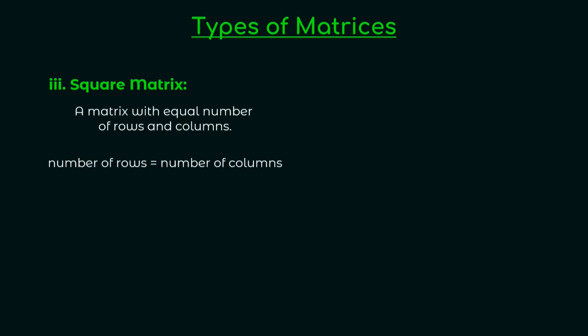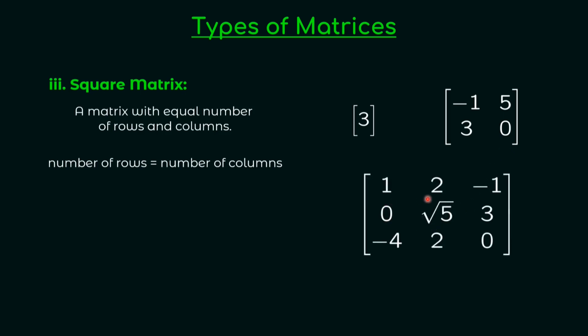Some of the examples of square matrices are the matrix 3. It is a 1 by 1 matrix, right? It has 1 row and 1 column. And then the matrix -1, 5, 3, 0. This matrix has 2 rows and 2 columns. Number of rows is equal to number of columns, right? And finally 1, 2, -1, 0, √5, 3, -4, 2, 0. This matrix has 3 rows and 3 columns, right?